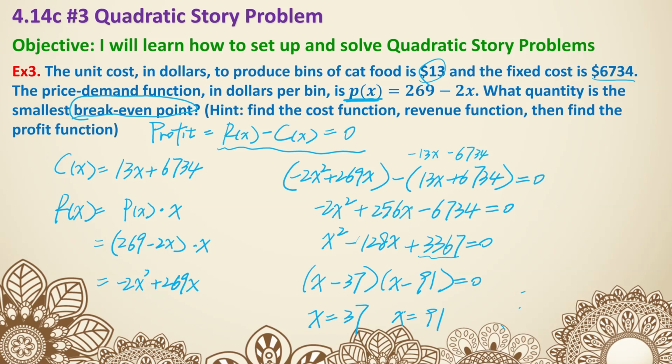And it's asking what quantity is the smallest break-even point. So we found two answers. We need the smallest break-even point. So 37 is the smallest break-even point. And that is example 3. So this one is not as complicated as the other one, but you do need to understand the formula. Profit is revenue minus cost. And that is everything for this 4.14c lesson. Thank you.